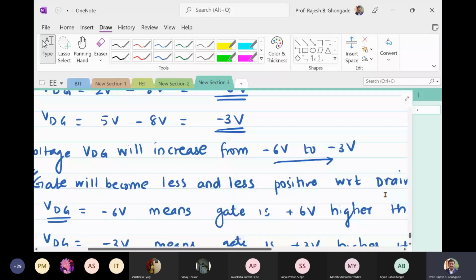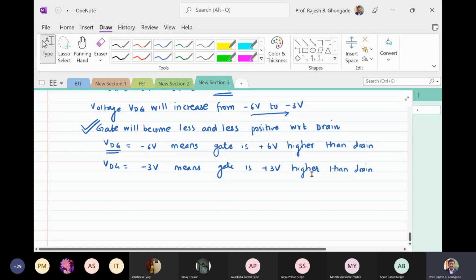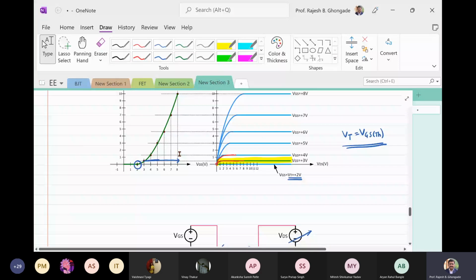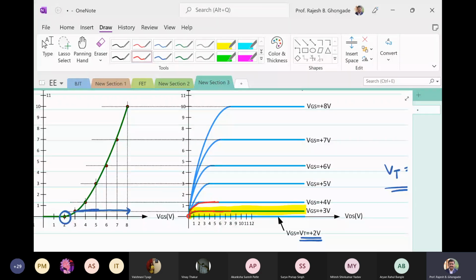The pinch off of the JFET was a little different, this is a little different. So for example, if you look at the characteristics, going back to the characteristics, you'll see that the drain current does not increase further.